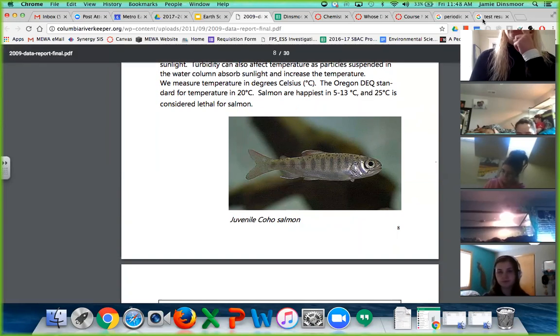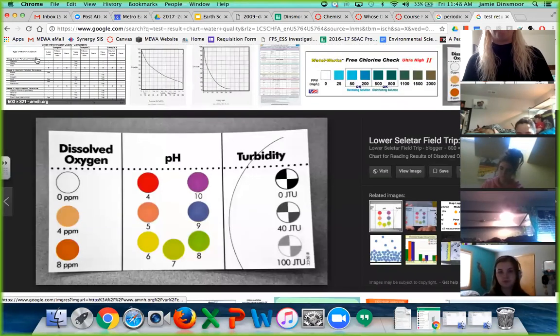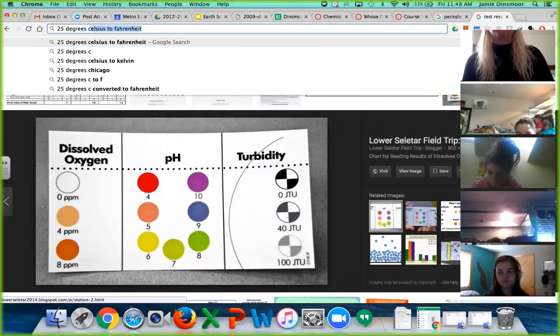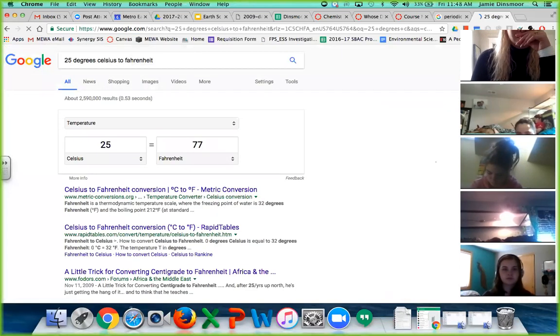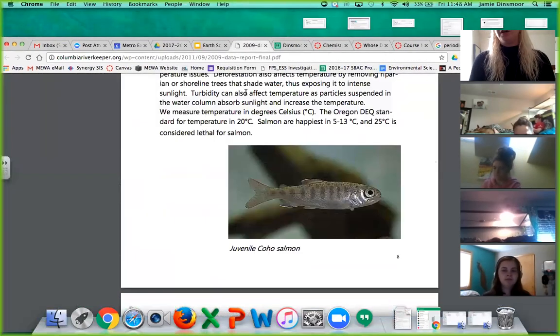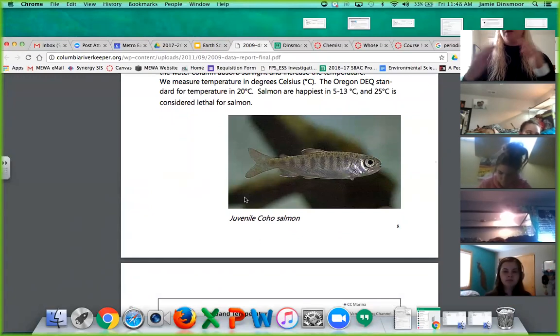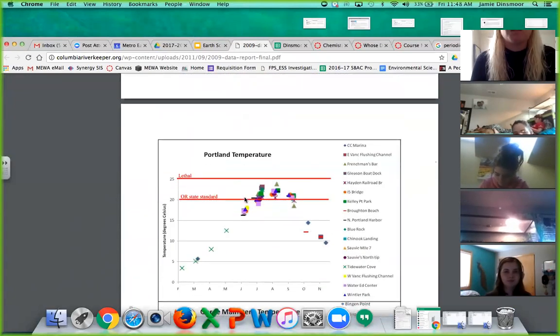What is 25 degrees Celsius in Fahrenheit? Let's find out. 77. So if salmon are in water that's 77 degrees, that could kill them, right? So in this case, that's definitely why they're monitoring temperature in this study, because of course everything in the Pacific Northwest revolves around the salmon, right?